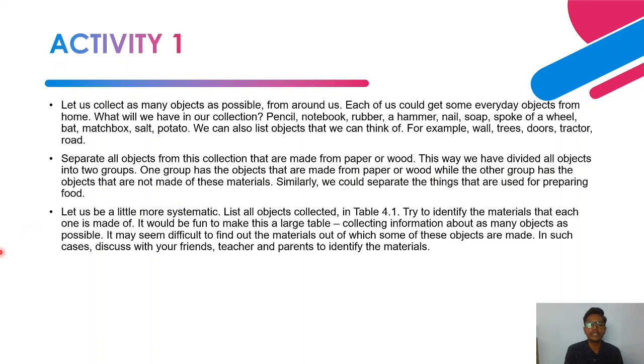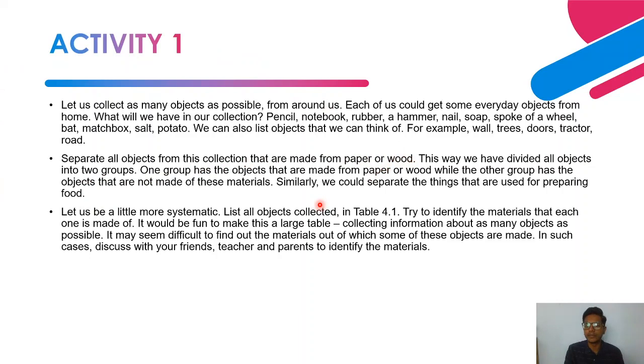while the other group has the objects that are not made of this material. Okay, so now you understand what you have to do. You have to first gather all the objects and list them out. Now separate the objects which are made of paper and wood. So now we have two columns: the objects which are made up of paper and wood, and the other column which has the objects which are not made up of paper or wood.